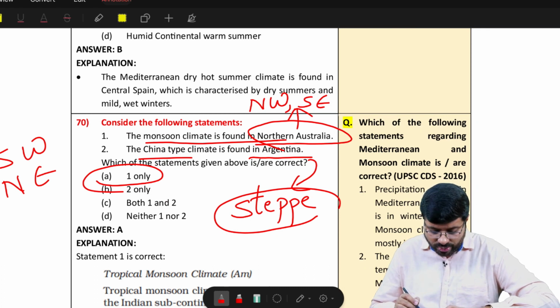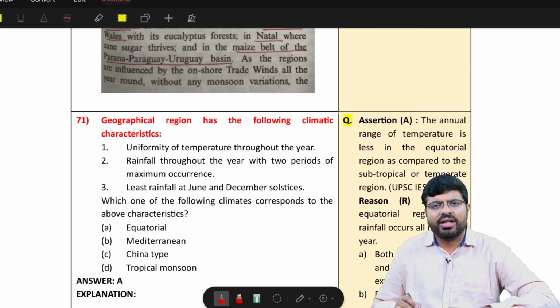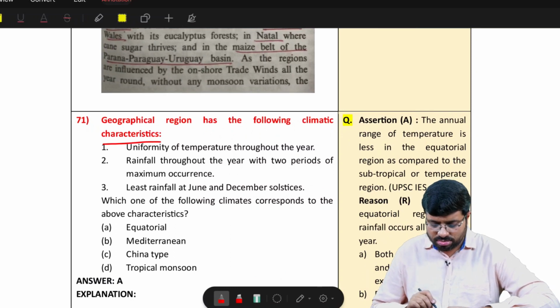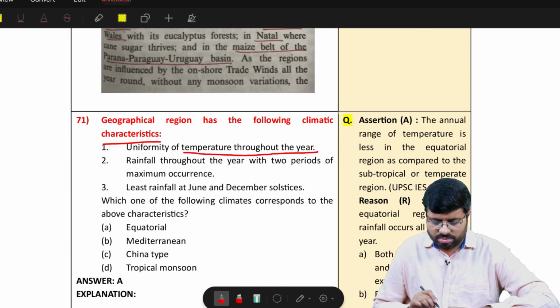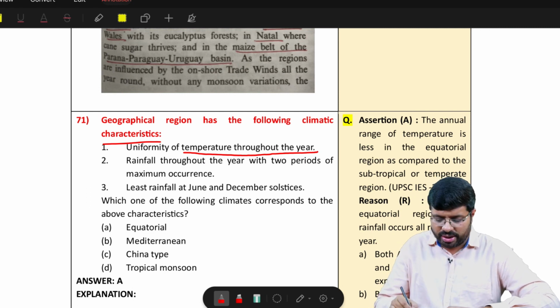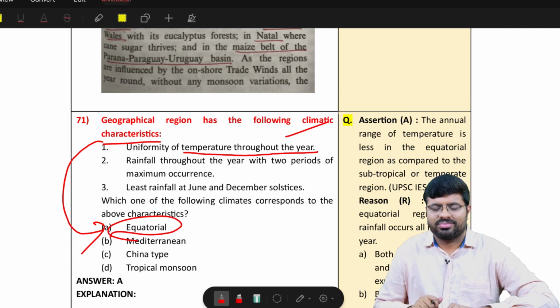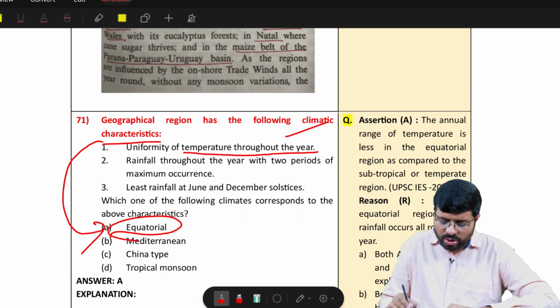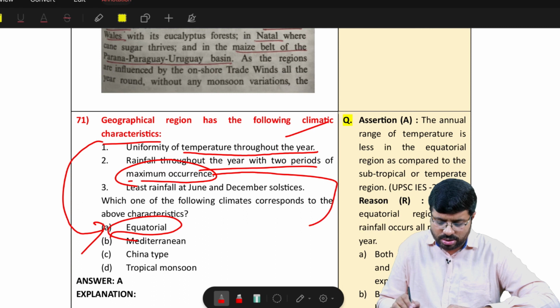Then question number 71. There is a geographical region which has these characteristics. Uniformity of temperature throughout the year. The moment you have studied about this uniformity of temperature throughout the year, it should be equatorial climate. No more doubt. Right. Rainfall throughout the year with 3 periods of maximum occurrence. Definitely yes. When it's maximum occurrence throughout the year at the time of equinoxes.